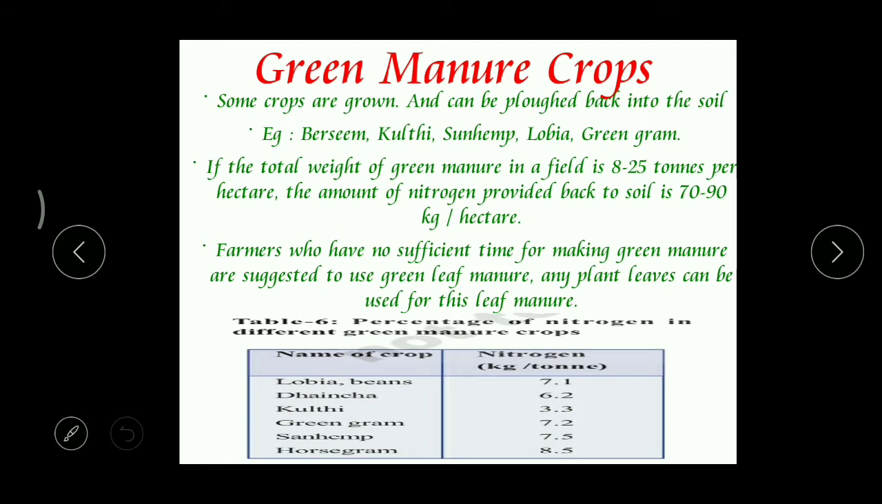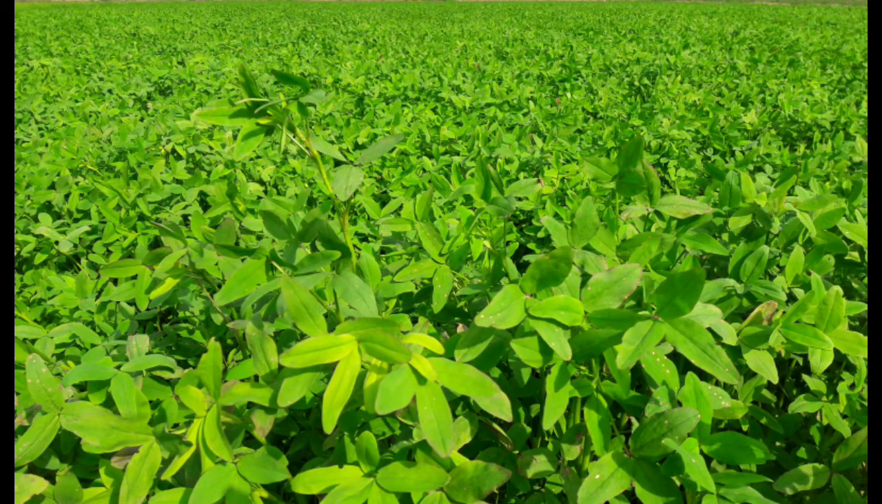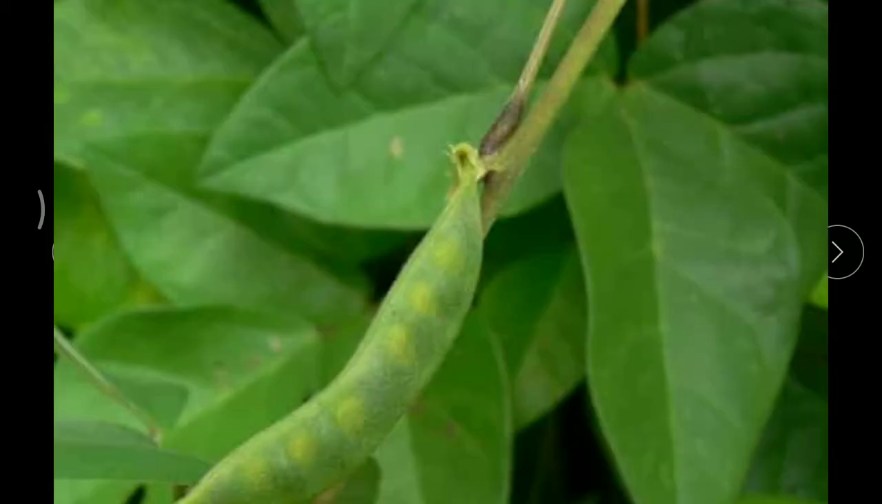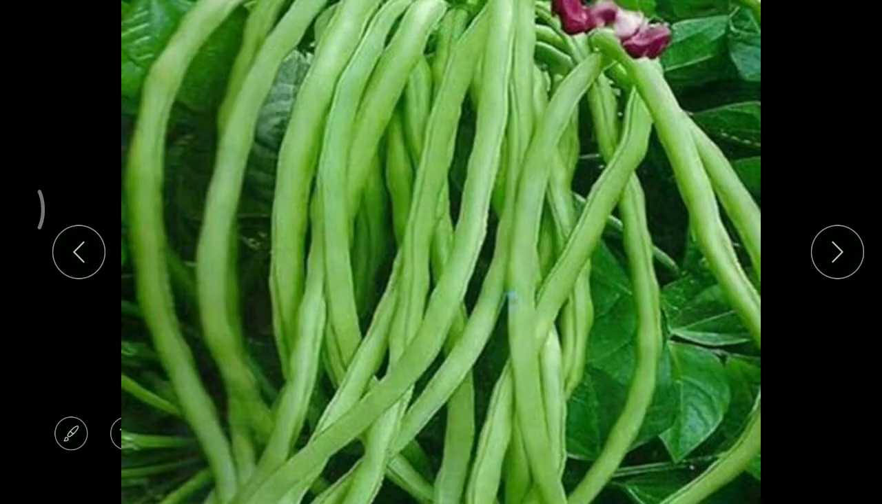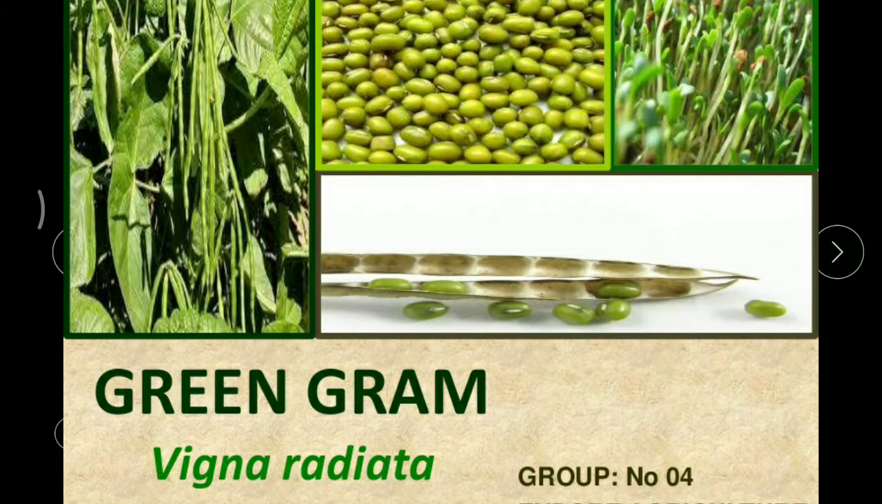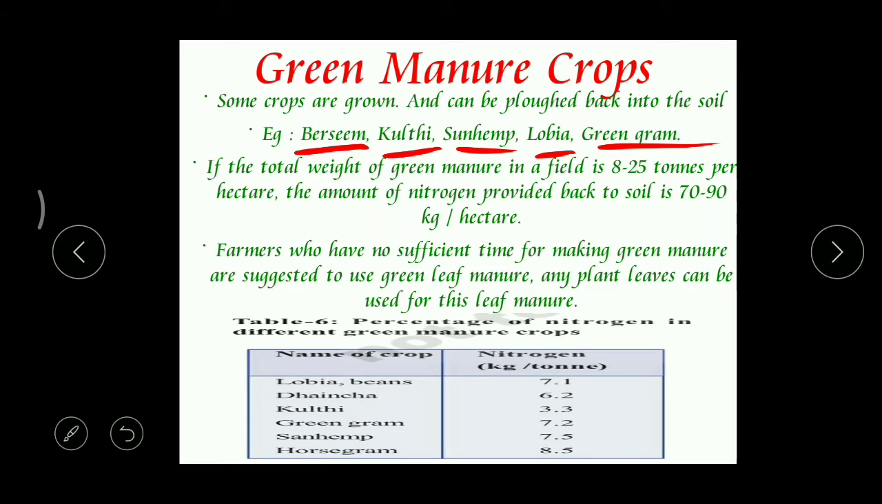So here some crops are grown and can be ploughed back into the soil, right? Okay, and what are the examples for this? Which crops can be used as green manure crops? The first one, berseem. Can you see this picture? Yeah, this is berseem, and the next kulthi, then sun hemp, then lobia, right? Lobia, and this green gram. So these are the plants which can be used as green manure crops.